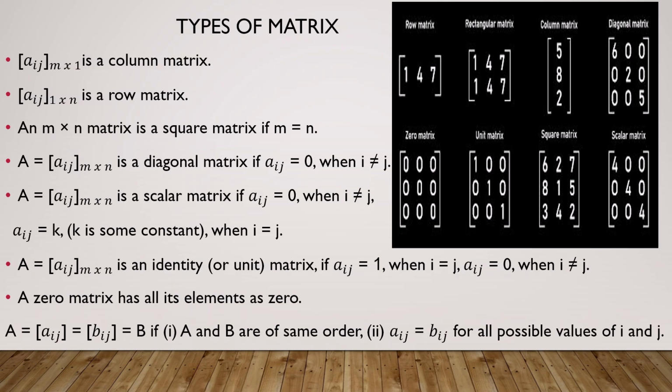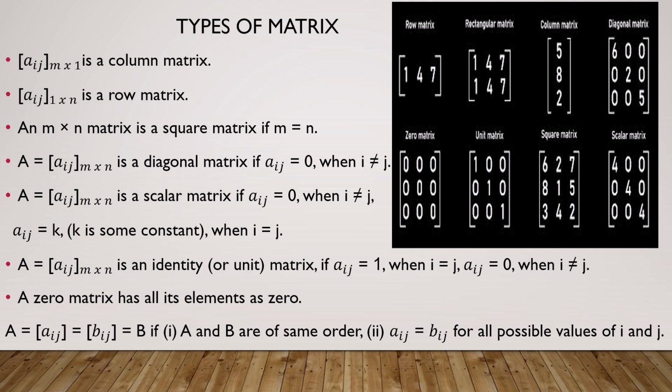See, we can have different types of matrices based on how the elements are arranged. Suppose a matrix has any finite m number of rows and only one column, means it is of the order m cross 1, then it is called a column matrix, only one column. Like for example, 5, 8, 2 given over here. Suppose it just has one row, that means it is 1 cross n, then it is called a row matrix. An m cross n matrix is a square matrix if m equals n, means if the same number of rows and columns, then it is called a square matrix. Otherwise, it is a rectangular matrix.